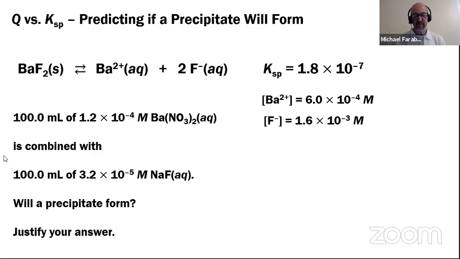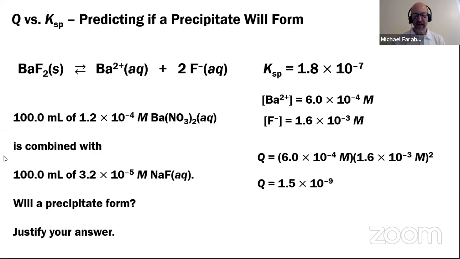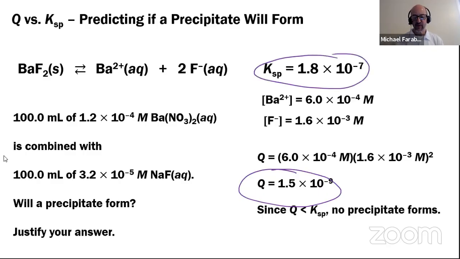So we have barium. Again, watch out for the fact that it's squared. Okay, so that's going to be barium times fluoride squared. We do that math, and we get a number, which is 1.5 times 10 to the negative 9. Now that is less than the Ksp, so therefore no precipitate forms.